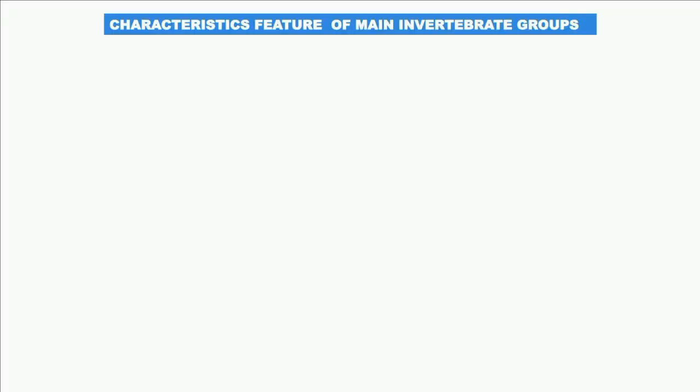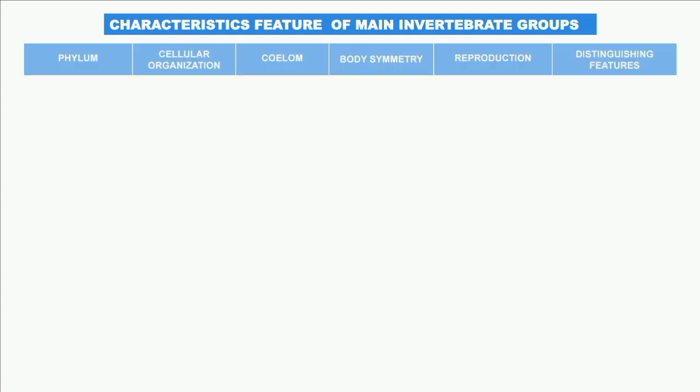So in this video, this is the characteristics and features of main invertebrates. As in our previous video, we talked about vertebrates. As you can see in this table, the first column is phylum, then cellular organization, coelom, that is body cavity, body symmetry of invertebrates, reproduction, and distinguishable features. We are going to talk about these under each phylum.